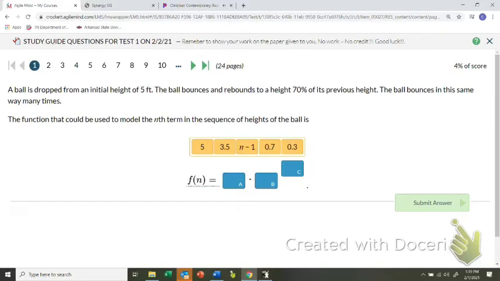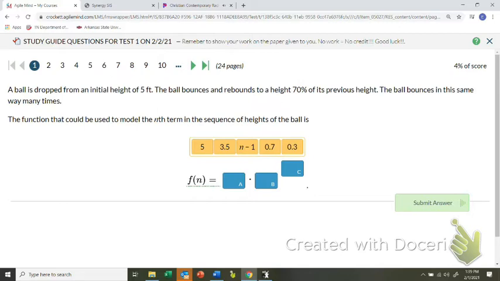All right, number 1. It says, a ball is dropped from an initial height of 5 feet. The ball bounces and rebounds to a height of 70% of its previous height. The ball bounces in the same way many times. The function that could be used to model the nth term in the sequence of the height of the ball is blank. So, important information I want you to underline.